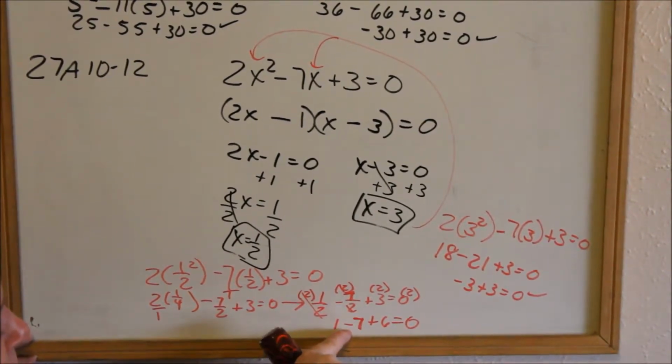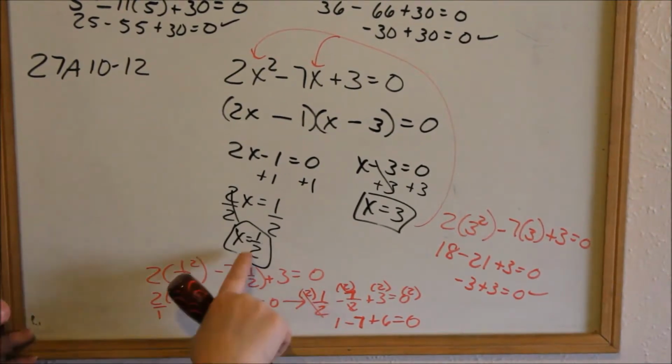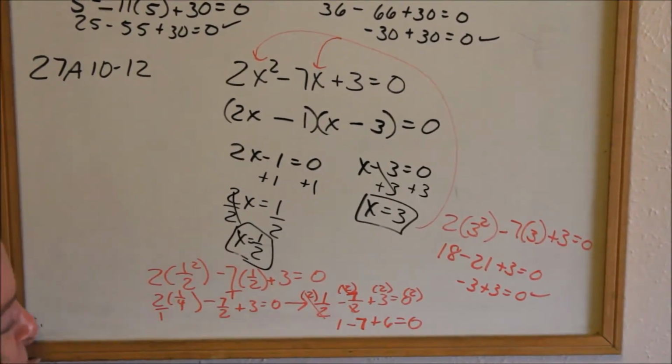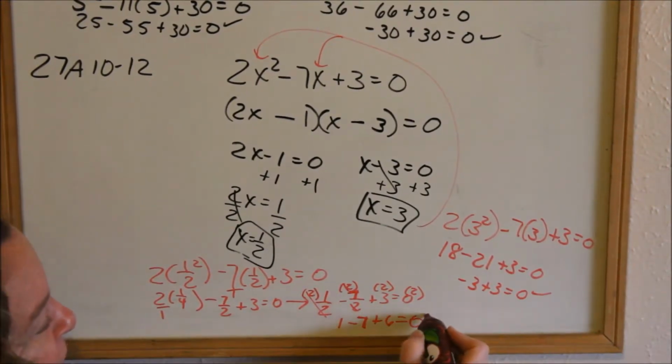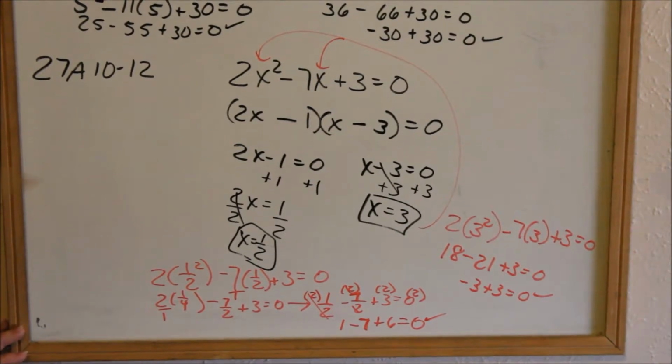So you can see when mine didn't check, I either did something wrong in the checking or my solution was wrong. But I made a mistake in my checking. So be careful, especially when you have fractions. So that did check. So that means x equals 1/2 is one of my solutions.